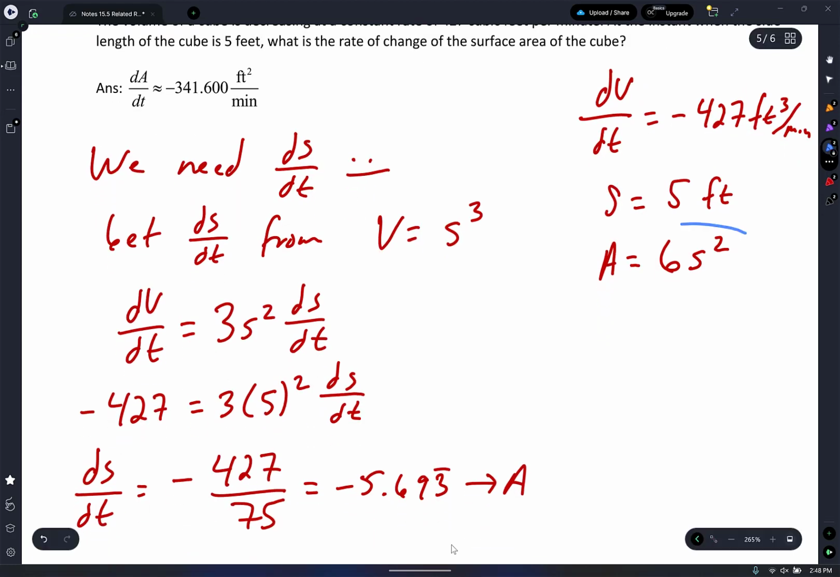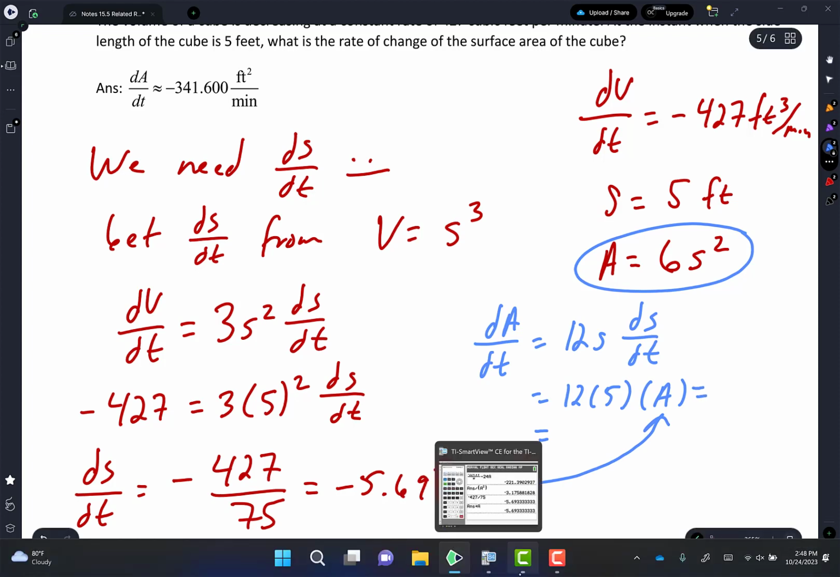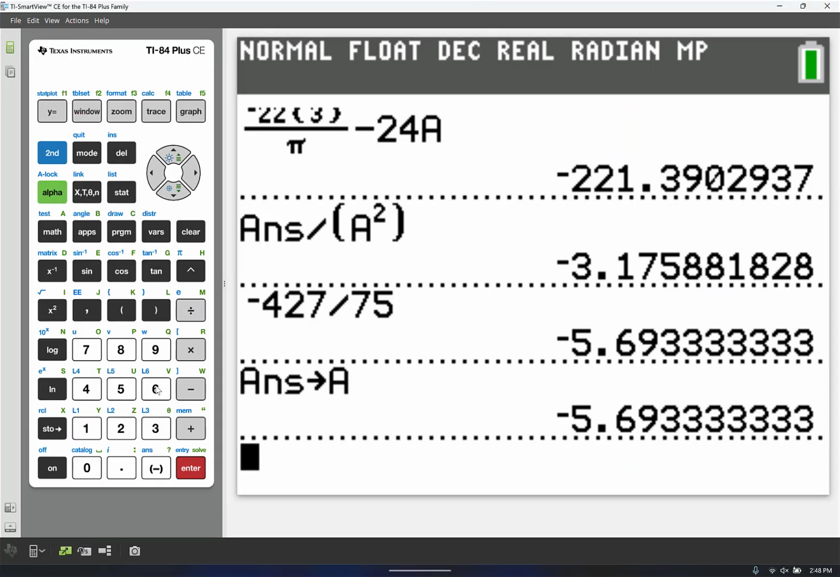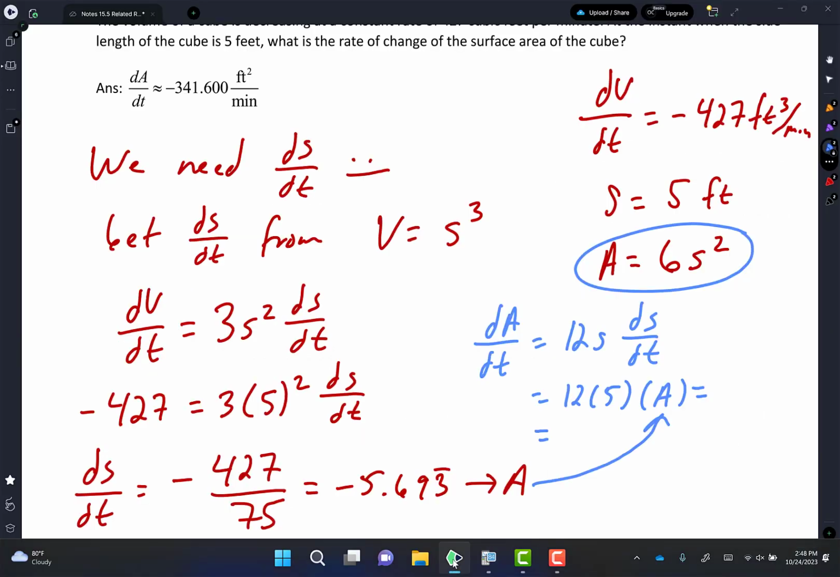So here we go. I'm going to take a derivative of this guy right here. So whatever's in sky blue is my next step. So I'm going to write dA/dt is equal to 12s ds/dt. I already know that s is 5. So 12 times 5 times my ds/dt, which was A. 12 times 5 is 60. 60 times A. So I already have it here. 60A. Yeah, it should be pretty. Negative 341.6. Is that what it says for the answer?